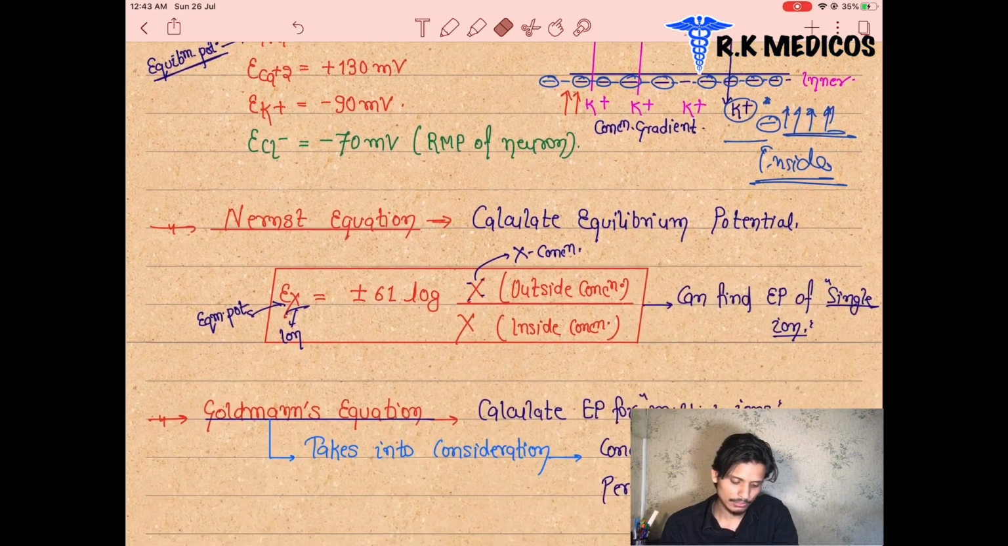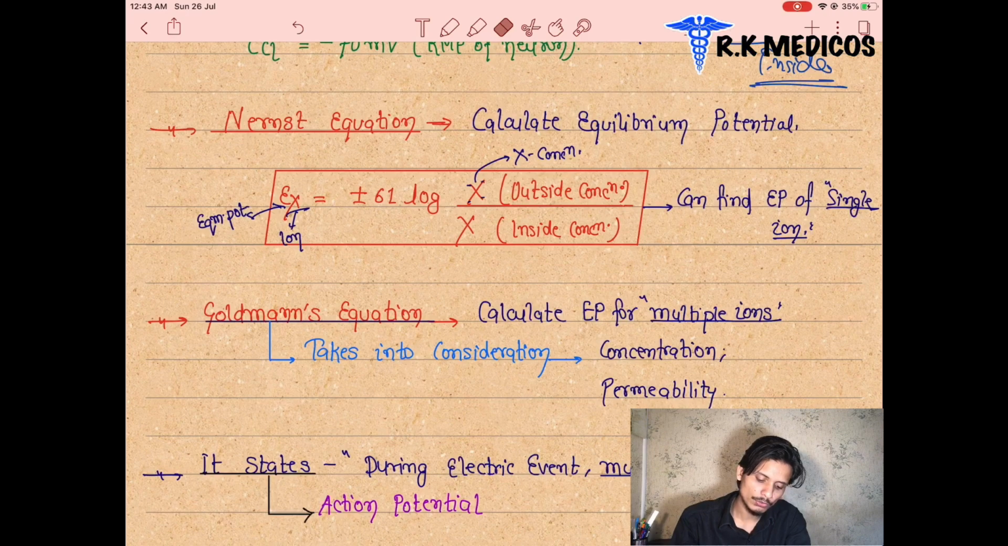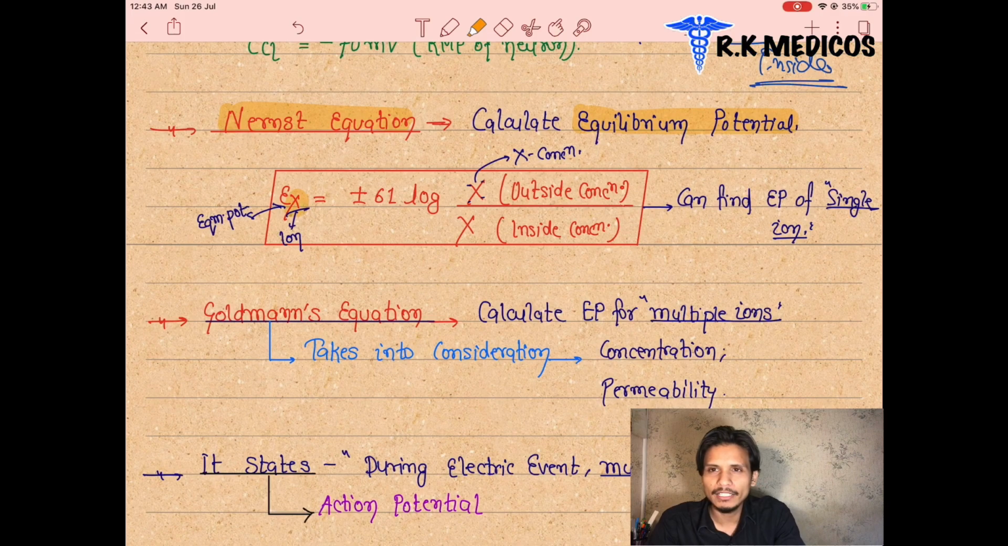Next point, we are going to learn the Nernst equation. Now we want to calculate the equilibrium potential for the different ions, or for the different electrolytes. The Nernst equation is helpful for calculating the equilibrium potential of only one ion. X represents any ion, and E is, as you know, the equilibrium potential. So we want to calculate the equilibrium potential of any one ion, maybe sodium, potassium, or calcium. For a single ion, we use the Nernst equation.